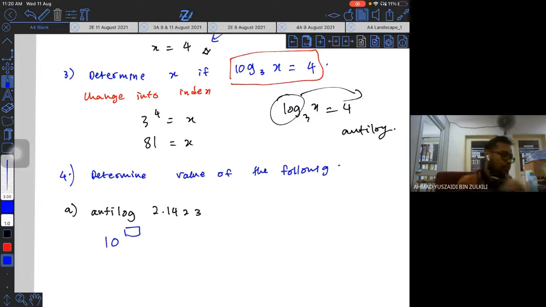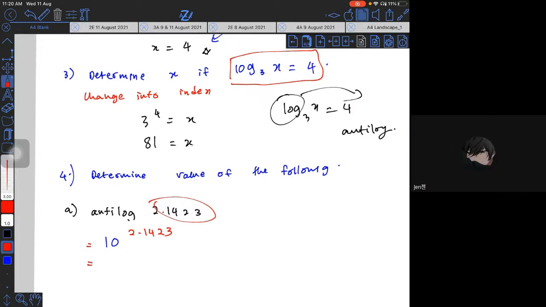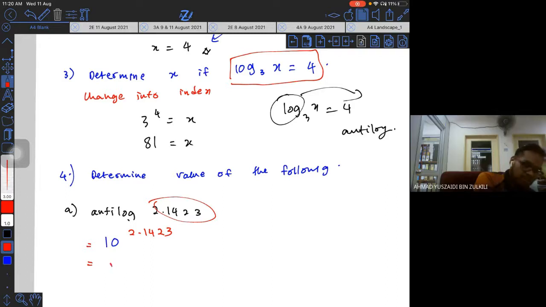Press shift log. Then for the power, you substitute the value of this one. 10 to the power of 2.1423. Okay, so what value will you get? 138.7714. Okay, that's how to find anti-log.